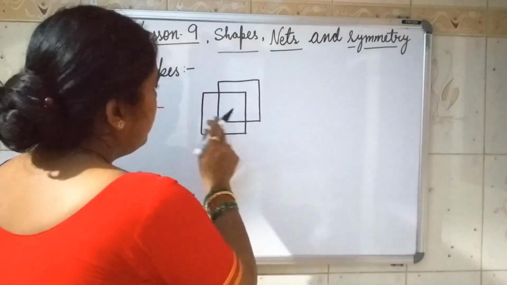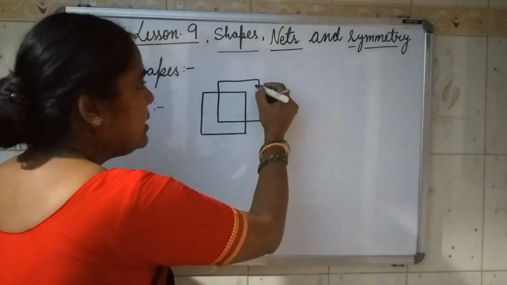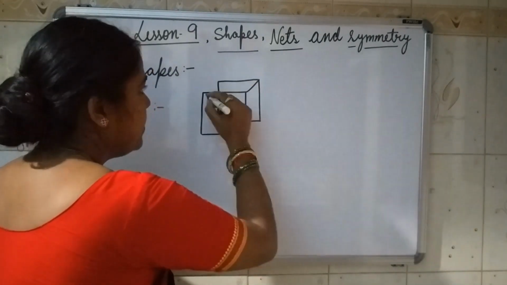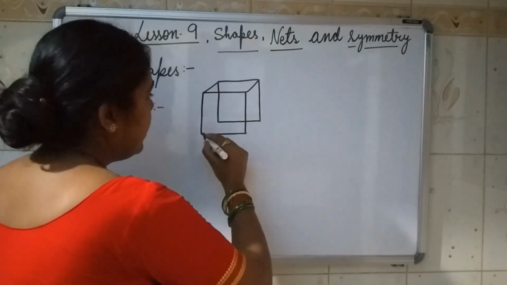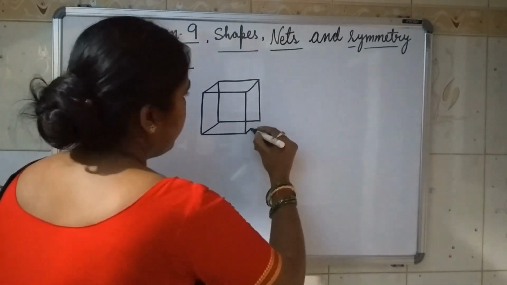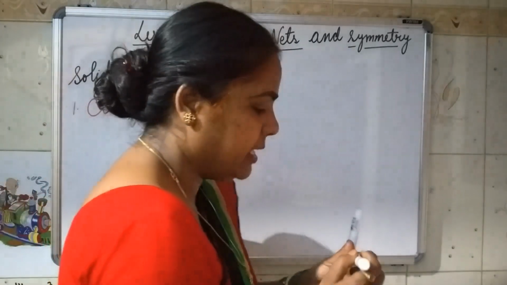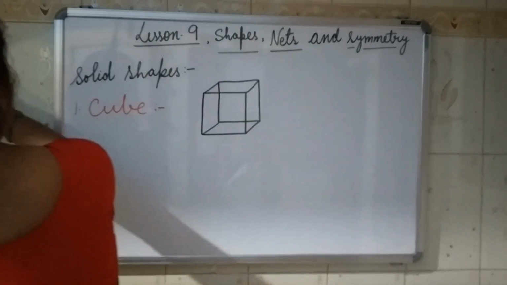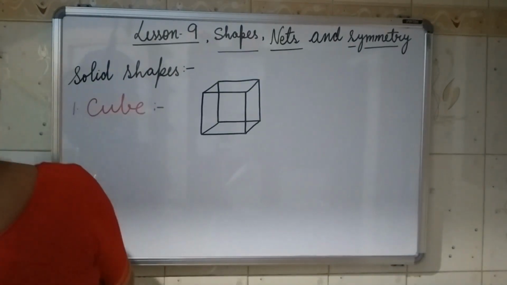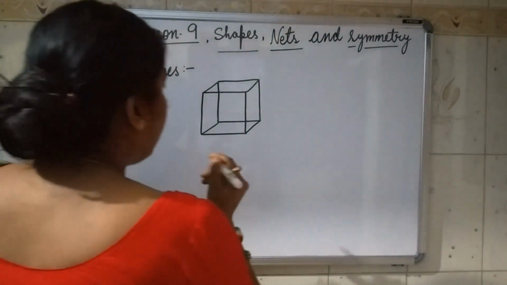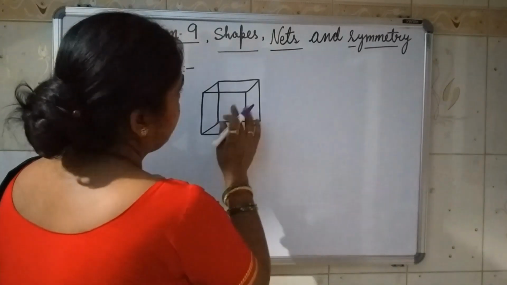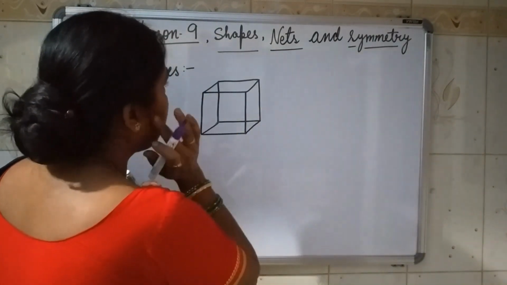Okay. Now take two squares of the same size, then join the corners. This is a solid shape. Now when you draw it in the copy, please make sure you color each pair of opposite faces the same color. See, this face and this face are the same color.